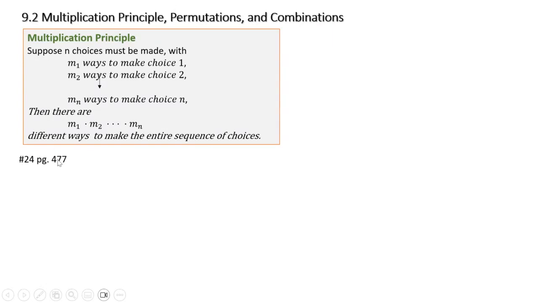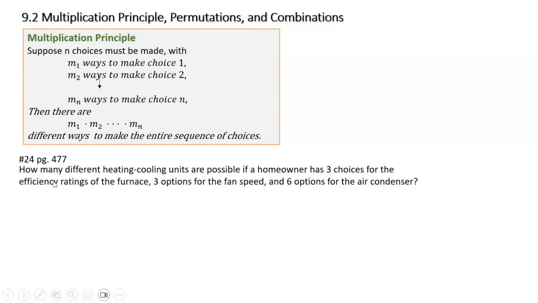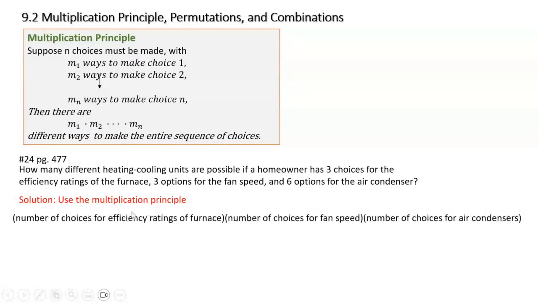Okay, again, this is number 24, but I believe, I just checked today in the class, it wasn't this one here. It was page 485, but this is number 24. It says, how many different heating cooling units are possible if a homeowner has 3 choices for the efficiency ratings of the furnace, 3 options for the fan speed, and 6 options for the air condenser? Use the multiplication principle.